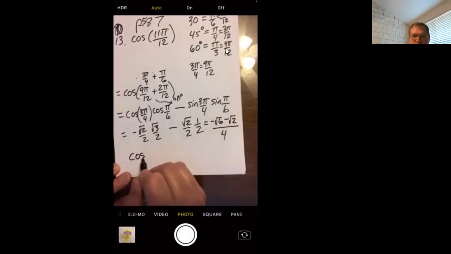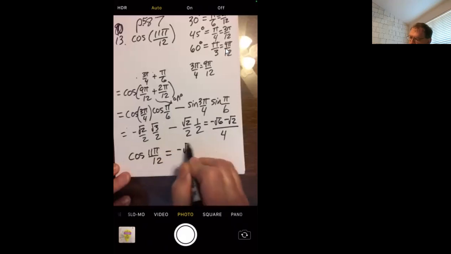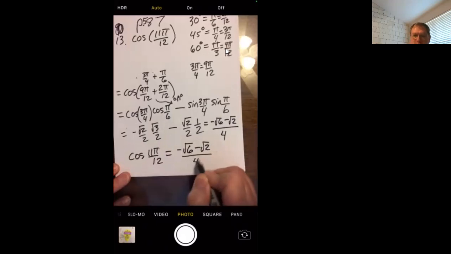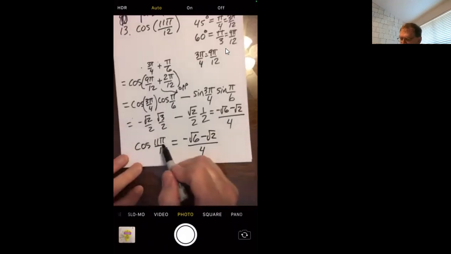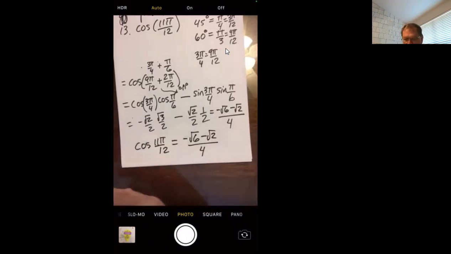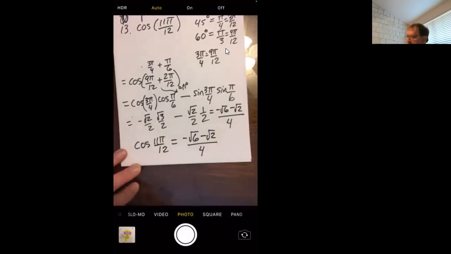So I'm getting that a cosine of 11 pi over 12 should be equal to a negative square root of 6 minus square root of 2, all over 4. Here's one way to remember 11 pi over 12, we're just short of 12 pi over 12, we're just short of pi. Cosine of pi is in the second quadrant, it should be negative, and this side is saying it's negative.